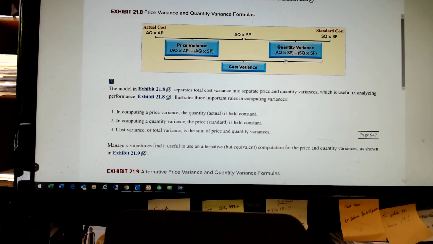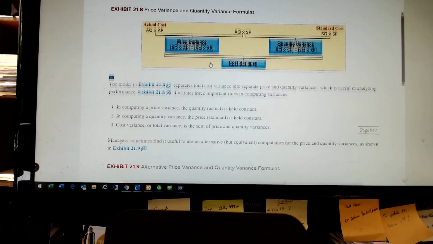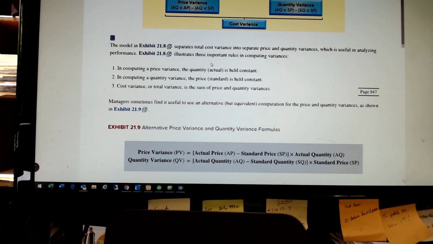Difference in quantity times the standard price, and the price variance is the difference in price. And notice the only difference between these two is the price, actual price per unit minus the standard price per unit, times the actual quantity. So mine is kind of a shortcut and a little easier to understand, I think.